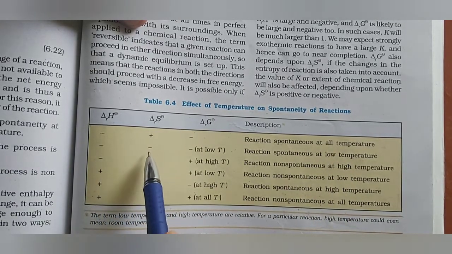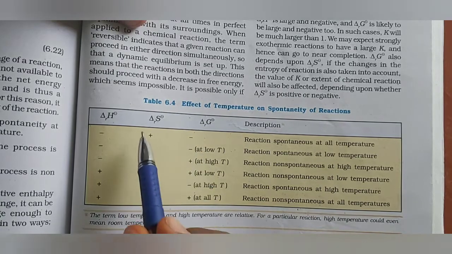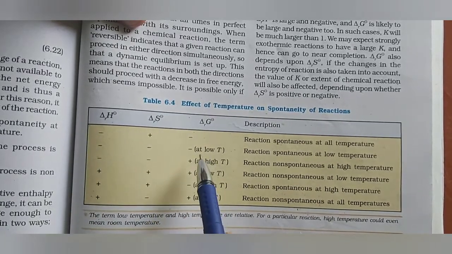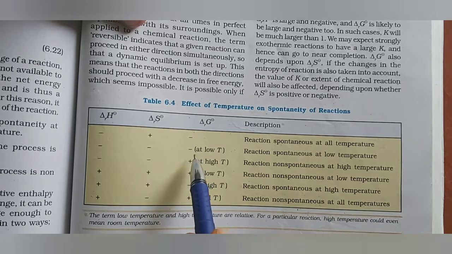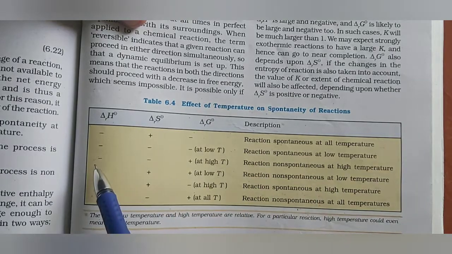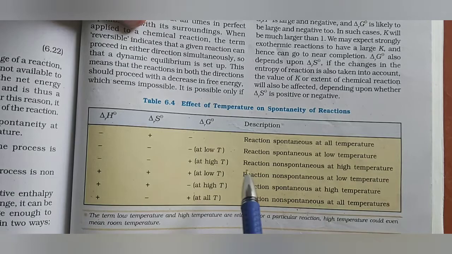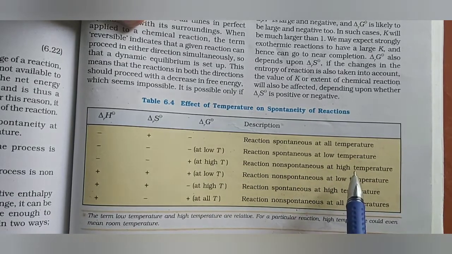Delta H is negative, delta S is negative. Delta G is negative at low temperature. According to the substitution of the values, you will get negative delta G at low temperature. The reaction is spontaneous at low temperature. If both are negative, delta G is positive at high temperature. That means the reaction is non-spontaneous at high temperature.